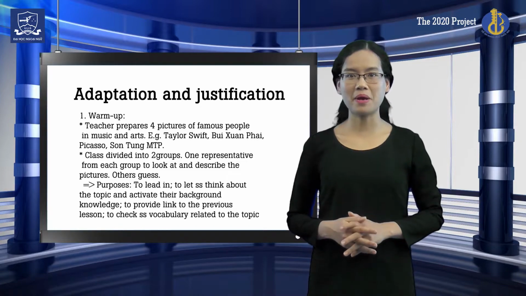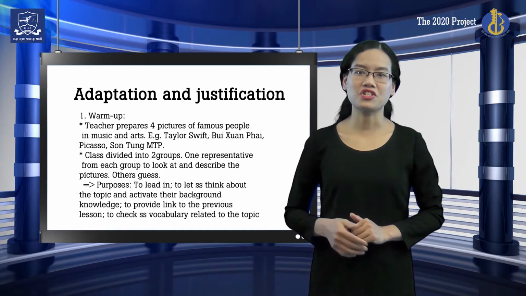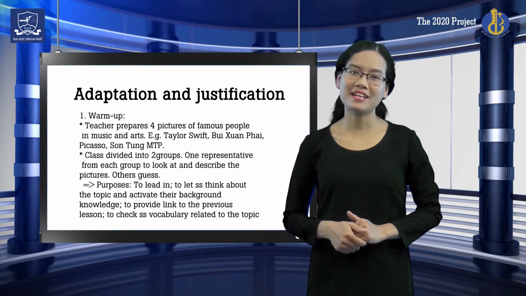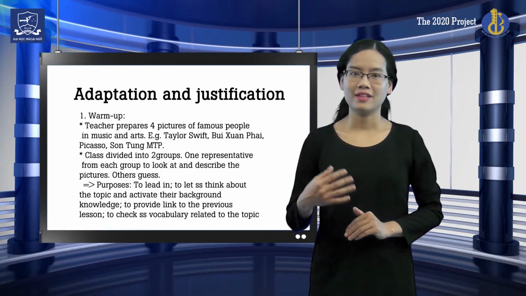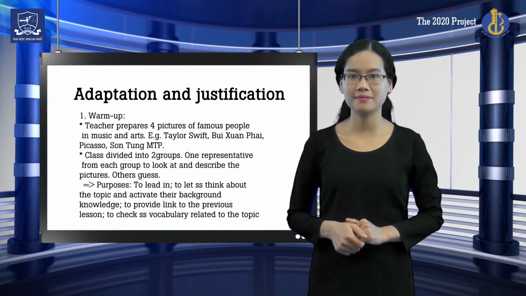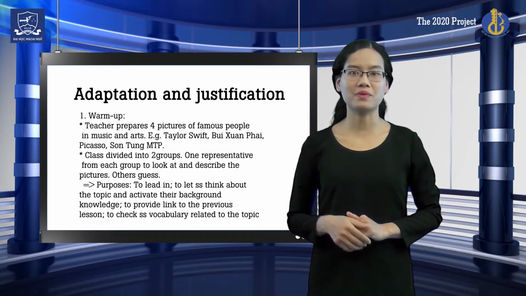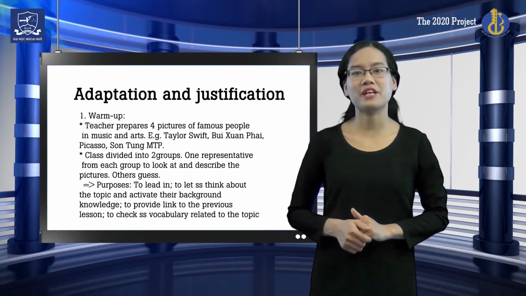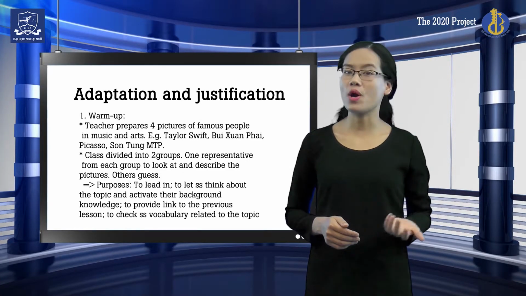With students describing the pictures of famous people in music and arts, the teacher can successfully lead in the lesson, let students think about the topic and activate their background knowledge. He or she can also provide a link to the previous lesson, and more importantly, the teacher can check students' vocabulary related to the topic to see what vocabulary students have already known and what requires some more teaching.